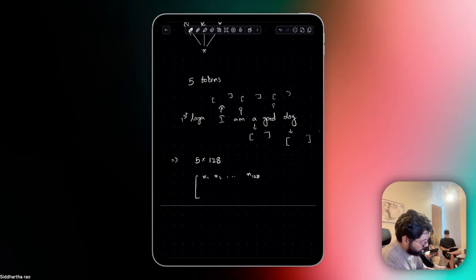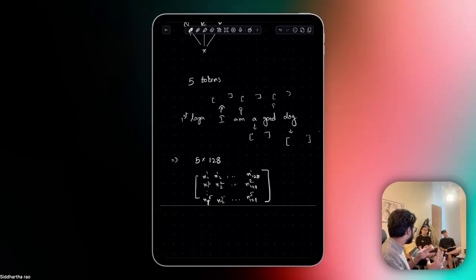x127, x128, and then the next row x1,2, x2,2, and so on, up to x128,2, and so on through x1,5, x2,5. So this is the basic atomic matrix that the rest of the core transformer architecture operates on, where each row corresponds to the vector representation of a token in our sentence.